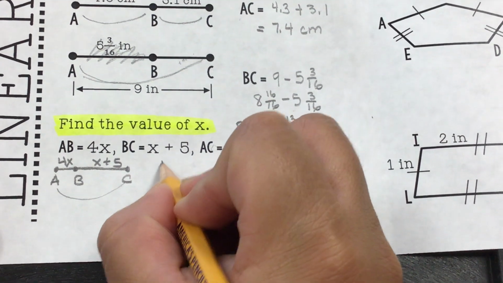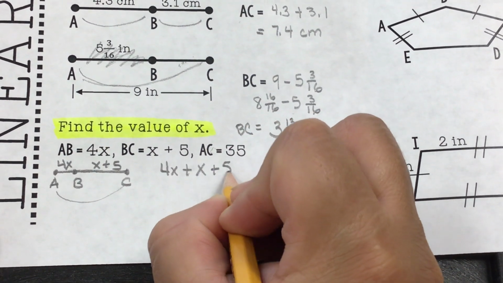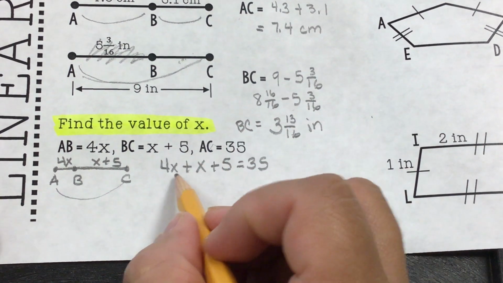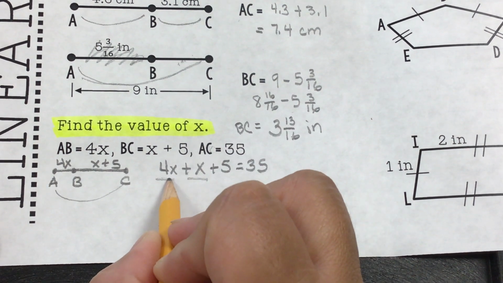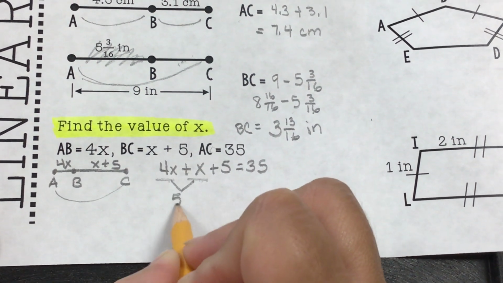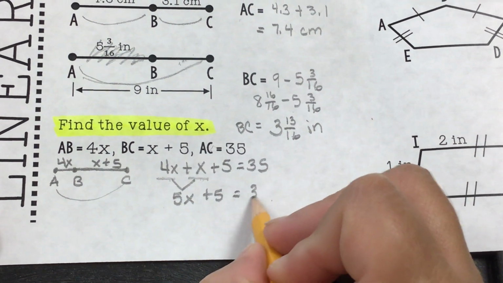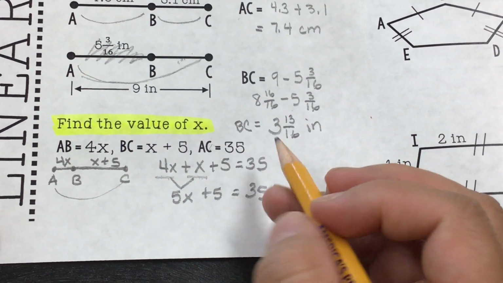Then our equation is 4x plus x plus 5 is, we combine like terms. That means this plus this. There's 4x's here and 1x here, making 5x. Plus 5 is equal to 35. And I just brought the rest of it down.